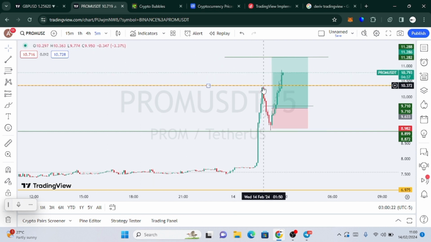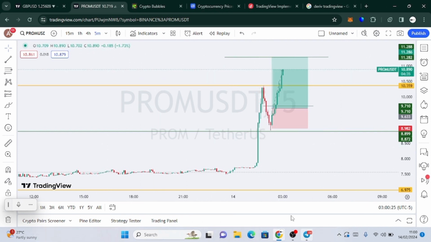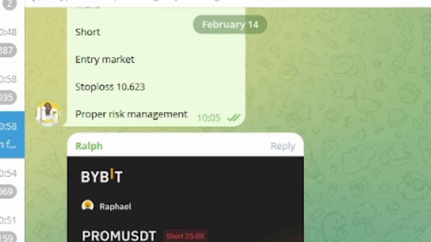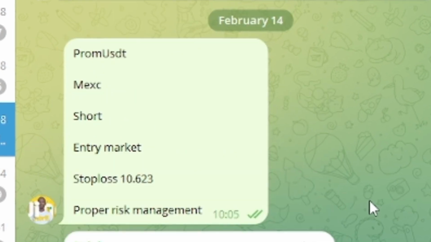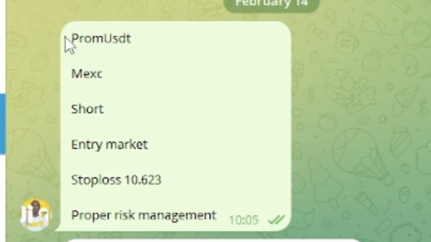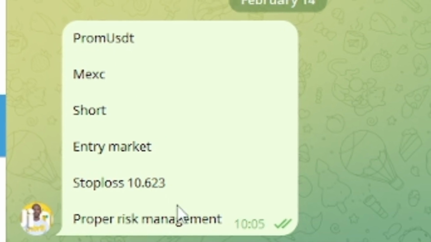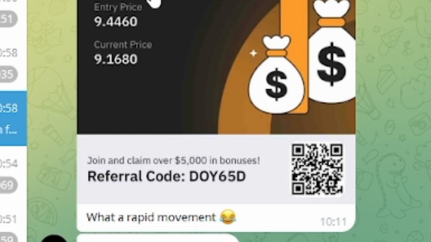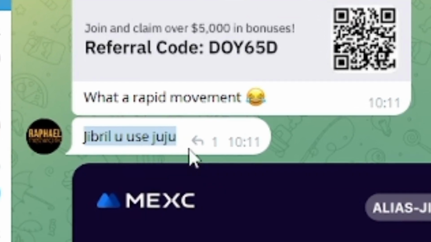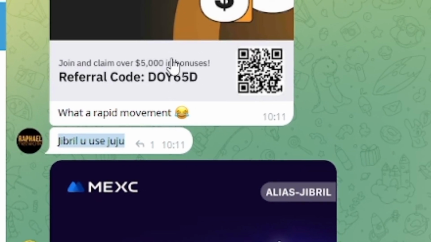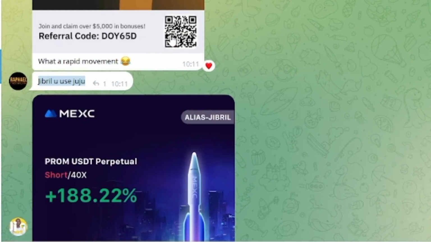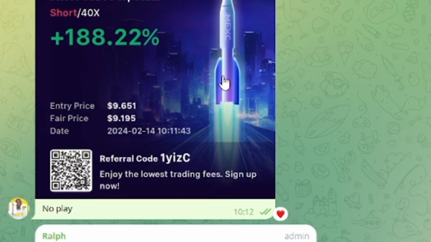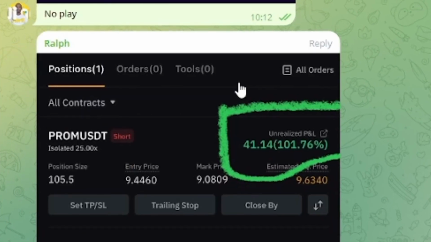So don't take my words for granted, because you can see that in our VIP community here, with this very method that I'm going to show you, or this tool that I'm going to show you here, I gave out this trade that you are seeing over here. I gave out this trade on Prom USDT at 10.05. Then people started taking trades, and then I remember here my boy called me, Jibril, you use Juju. So they said I use Juju because of the trade that I gave, but I'm not going to show you that it's not Juju. It is just clearly a trade that I took, and I used only the Fibonacci tool that I'm going to show you.